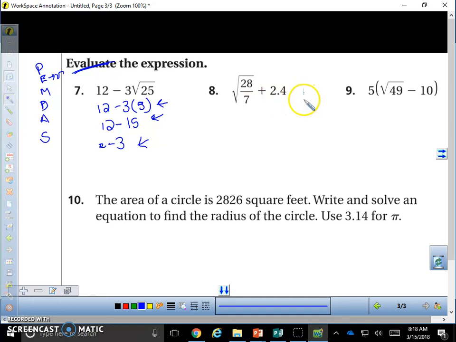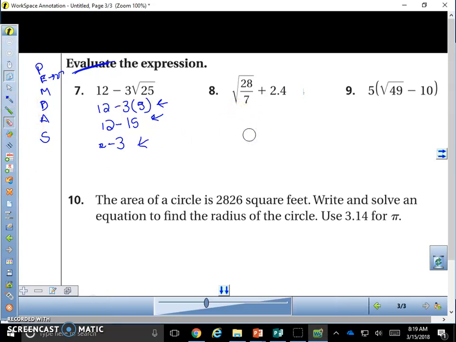Alright, parentheses, no. Exponents, yes. We include exponents with the square root. So the square root of 28. What times itself is 28? Let's think here. Is that one a perfect square? Did we determine if that one was a perfect square? Let's see here. We have 6 times 6 is 36. 5 times 5 is 25. So it's in between there. We are going to leave this one as the square root of 28, because it's not perfect, and we are going to go ahead and put that into our calculator.